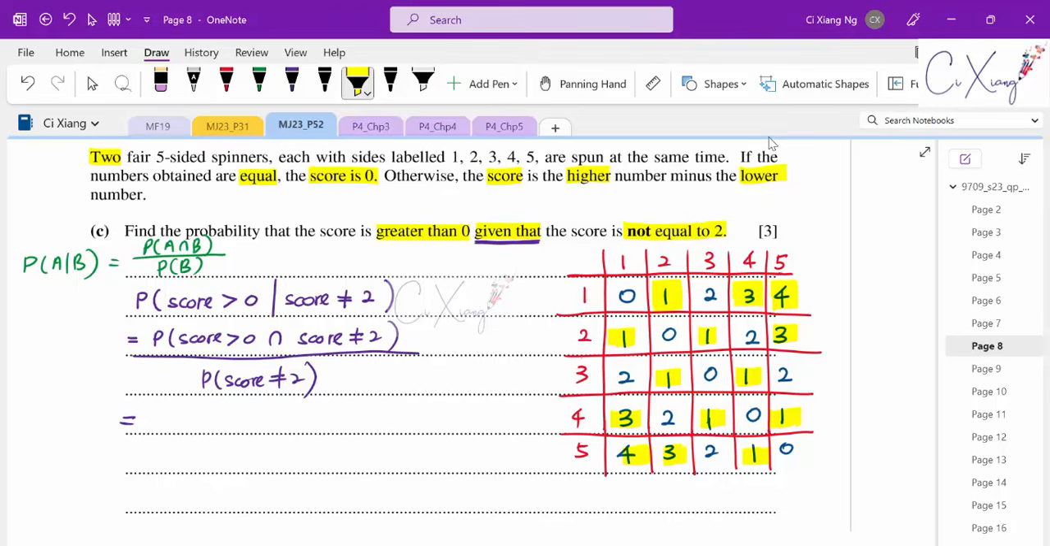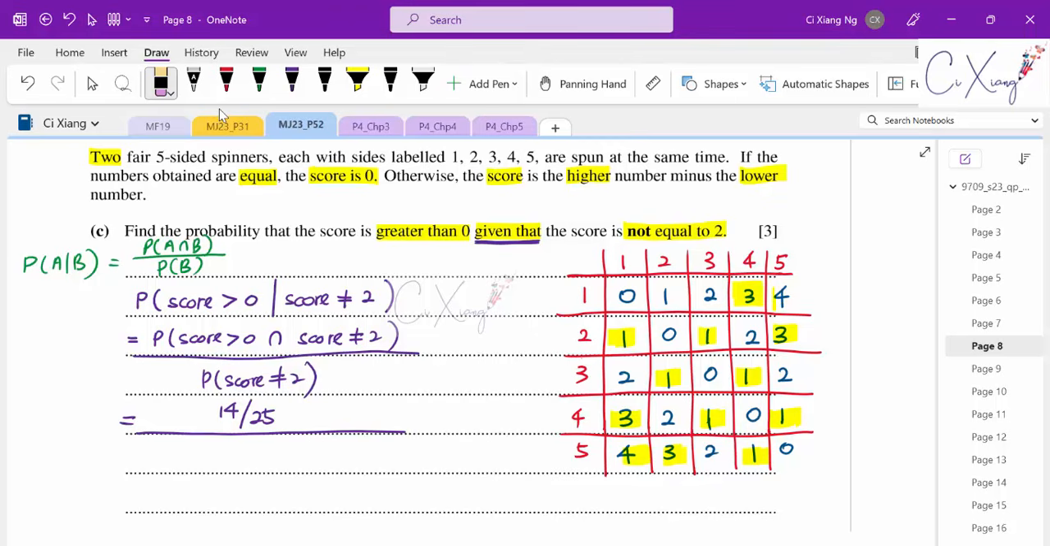Okay, so you just try to count the highlighted values: 1, 2, 3, 4, 5, 6, 7, 8, 9, 10, 11, 12, 13, 14. So there are 14 cells highlighted. So the probability that fulfills this one, score more than 0 intersect with score not equals to 2, is 14 out of how many outcomes in total? 25. So this is the probability on top. Then now I want to find out how many of the scores are not equals to 2.